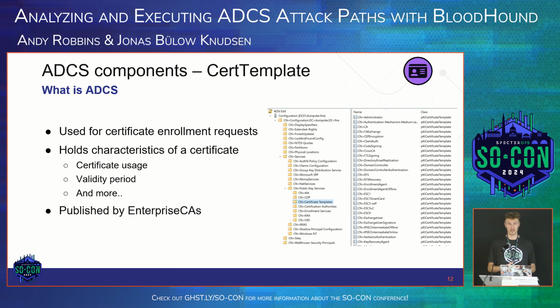An organization can have a lot of certificate templates, but it's only the ones published by the enterprise CAs that you can actually enroll in. So if an organization has, let's say, 3 enterprise CAs, then you might be able to enroll a certificate from a specific template on just one of the enterprise CAs, depending on how they're configured.